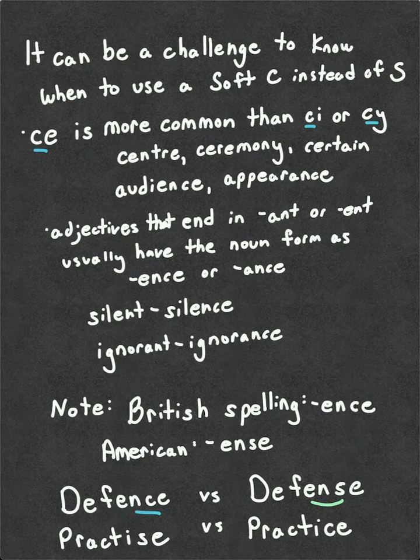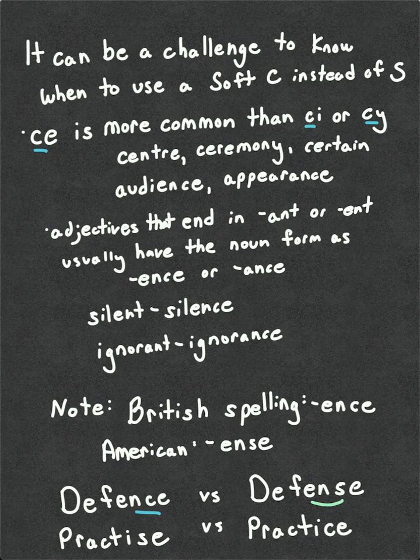We can see more examples of this when we compare adjectives to their noun form. Adjectives that end in ANT or ENT will usually have a noun form that's written ENCE or ANCE. For example, silent becomes silence. Ignorant becomes ignorance.